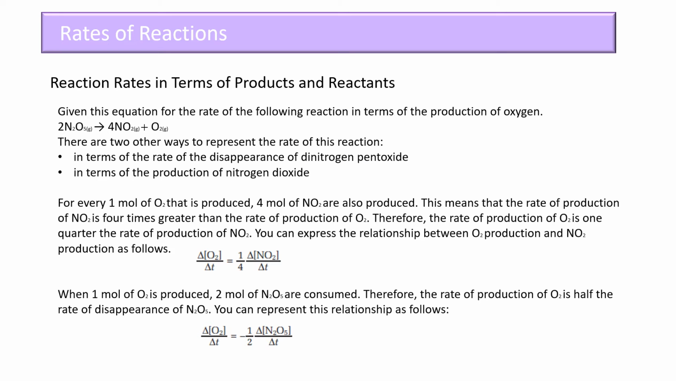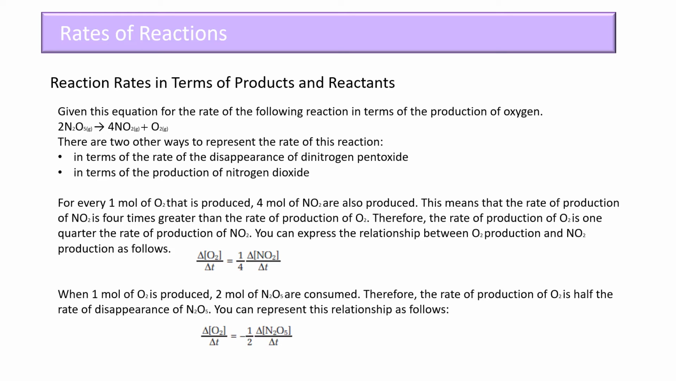Reaction rates in terms of products and reactants. Given this equation, for the rate of the following reaction in terms of the production of oxygen, 2N2O5 produces 4NO2 plus O2. There are two other ways to represent this rate of reaction: in terms of the rate of disappearance of dinitrogen pentoxide, or in terms of the production of nitrogen dioxide.